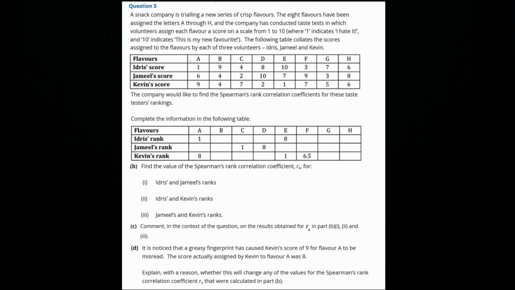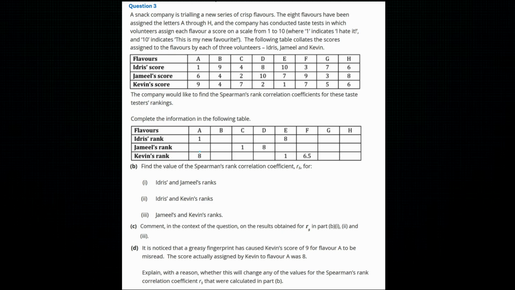So for example, for flavor A, Idris hates it whilst Kevin loves it. That would suggest, at least based on this alone, they have a strong negative correlation. What one likes, the other's going to hate. What the other hates, the other's going to like. At least in between Idris and Kevin for this specific flavor. The company would like to find Spearman's rank correlation coefficients for these taste testers' rankings. Complete the information in the following table.